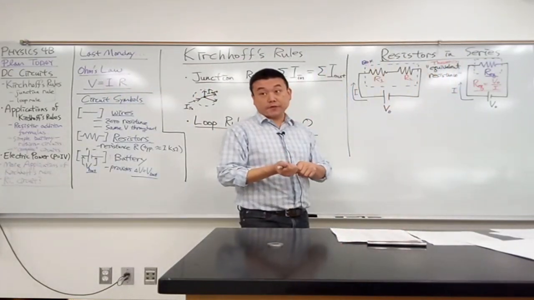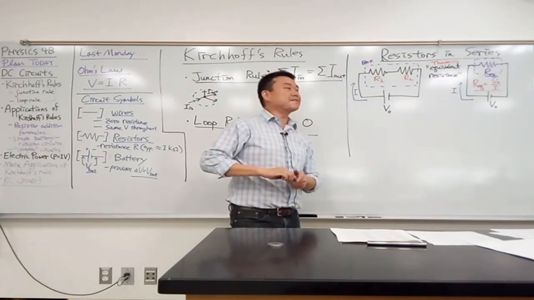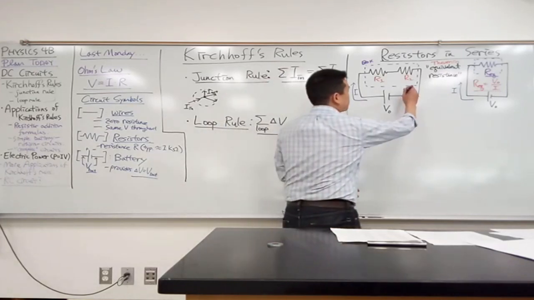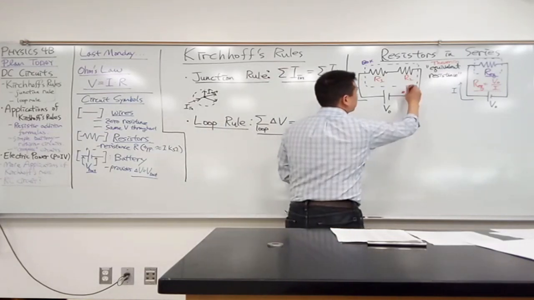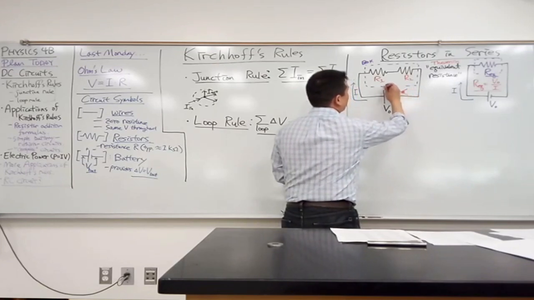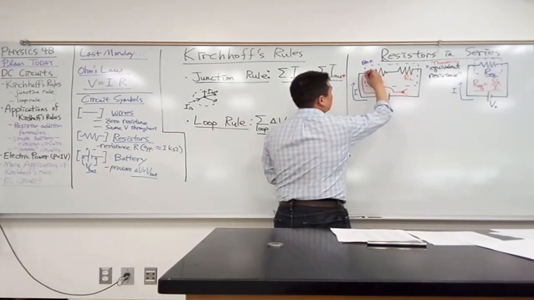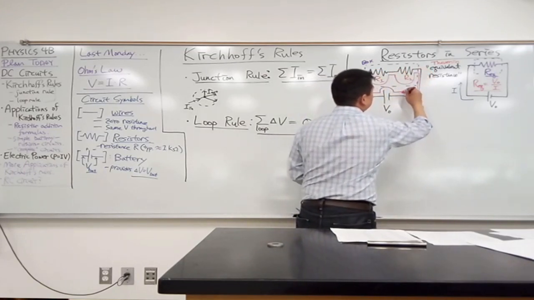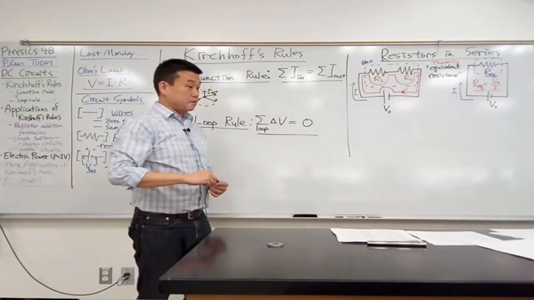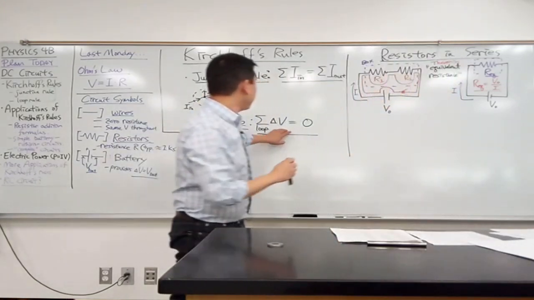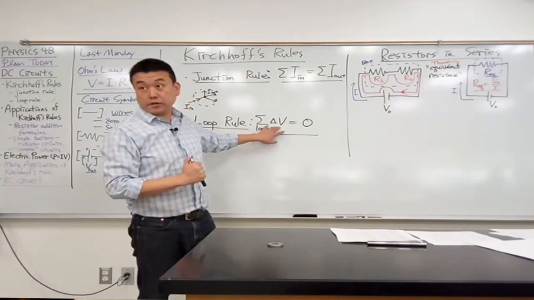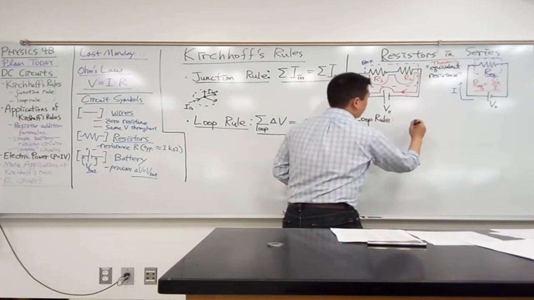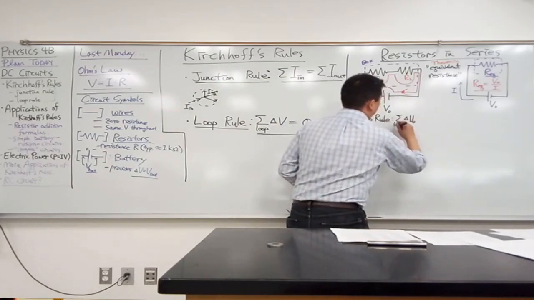So I need to define the loop first. I mean, there's only one loop, but let me just be careful in saying what that loop looks like. Let me start from this point here. It looks like a good starting point. And starting from here, I'm going to go across the battery, keep going, go across the resistor, across the second resistor, and then come back, return to the same point. So let me write down the loop rule with all those changes of voltage. So the loop rule says that the change of voltage added up all around the loop.